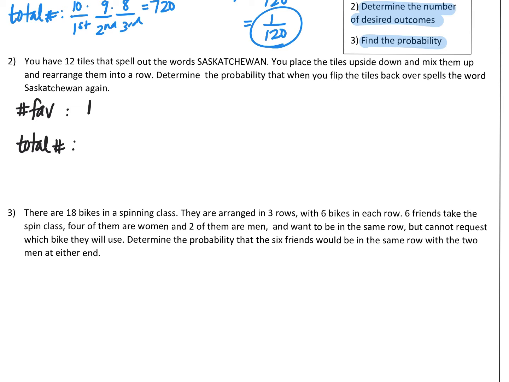The total possible outcomes, so this is a permutation with repeats question, arranging the letters in the word Saskatchewan. So there are 12 possible letters there that I can arrange, but then I need to divide out the repeats. So I've got the S's that are the same, so that's going to be 2 factorial. I've got A's that are the same. There's 3 of those, so that'll be 3 factorial. And I believe that is all of the letters that repeat.